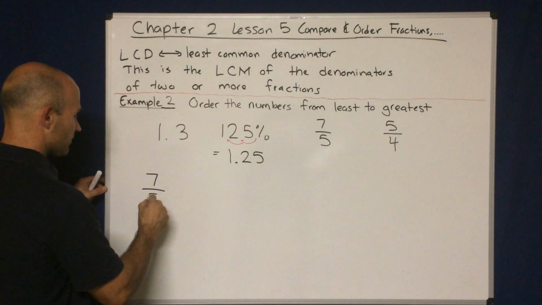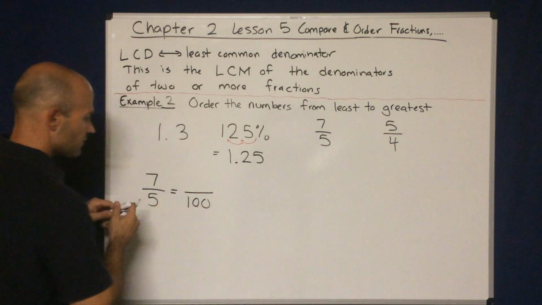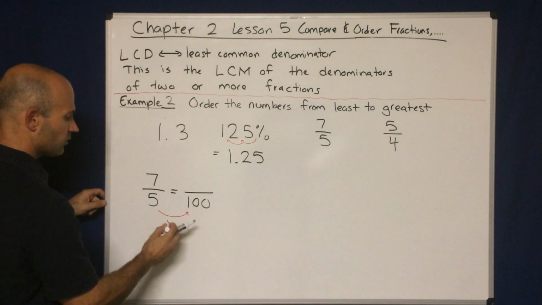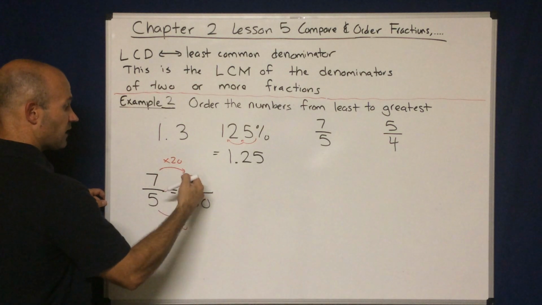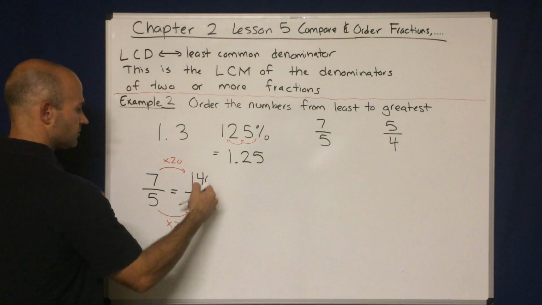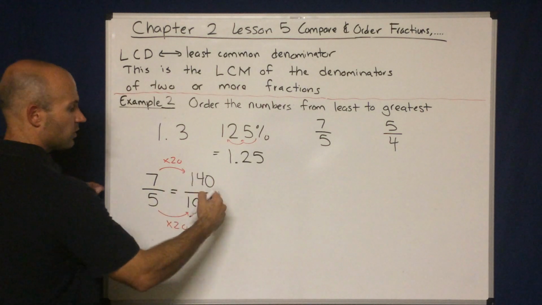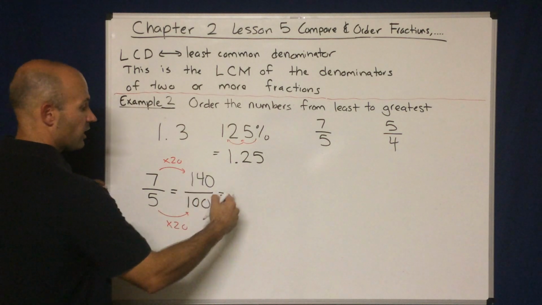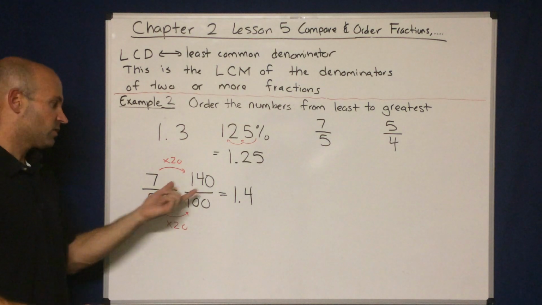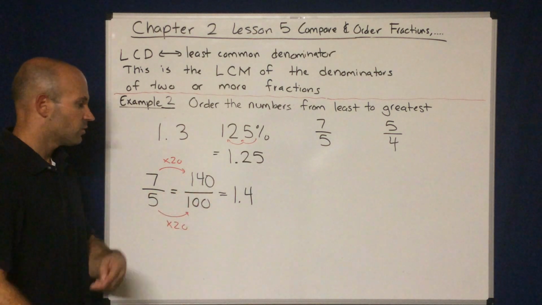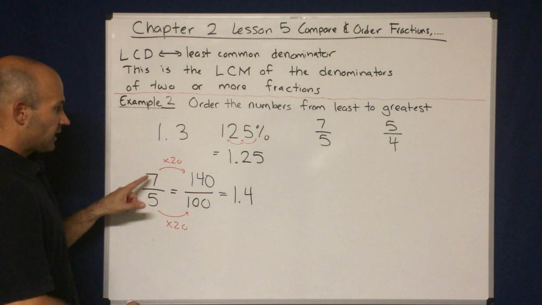So 7 over 5. 5 does divide evenly to 100. It goes in 20 times. So 5 times 20 is 100. 7 times 20 is 140. And now what's nice about this is it easily converts to a decimal. 140 over 100 is 1.4. You could also write it as a percent. It's 140%. Right? So we see all these different representations of a number kind of coming together. So that's 7 over 5.